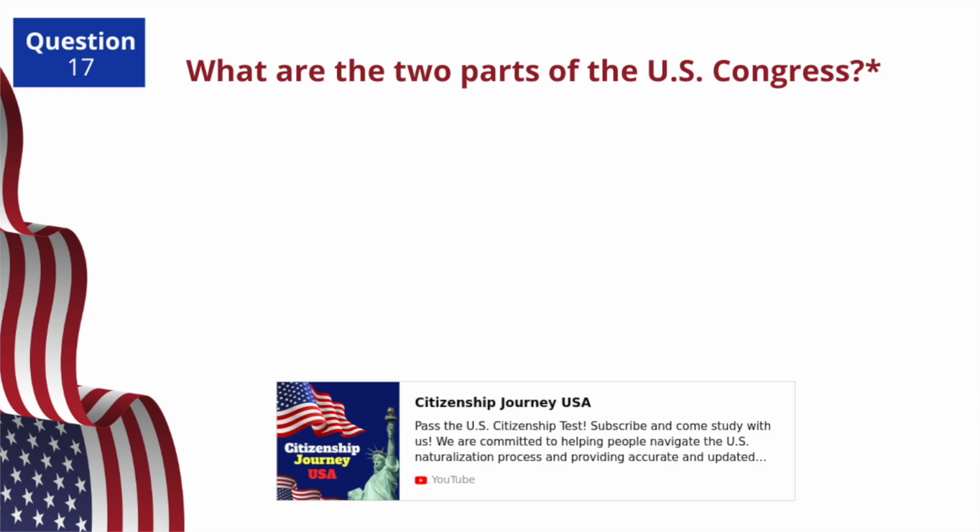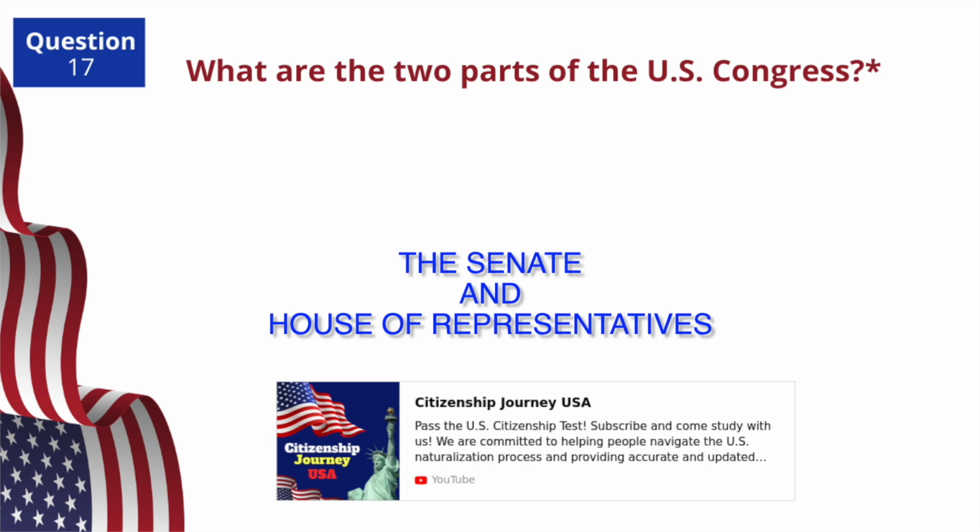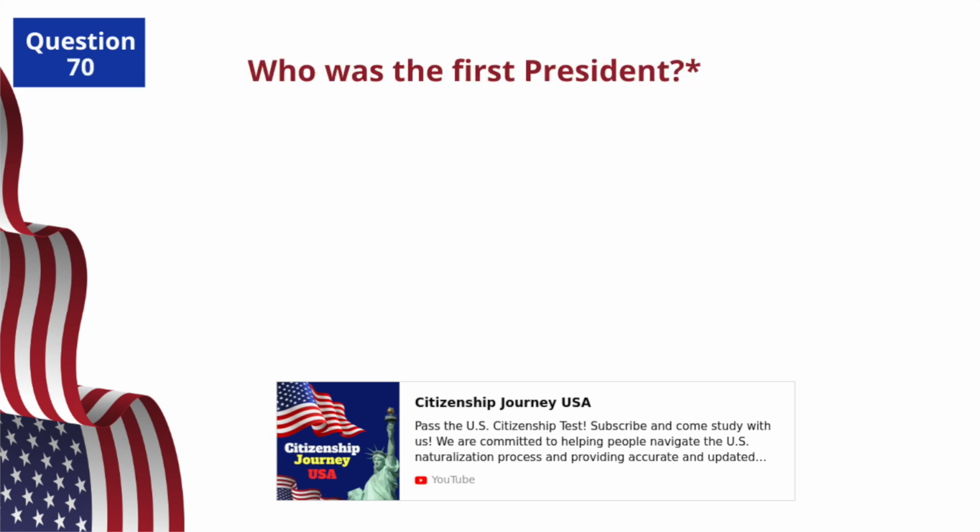What are the two parts of the U.S. Congress? The Senate and House of Representatives. Who was the first president? George Washington.